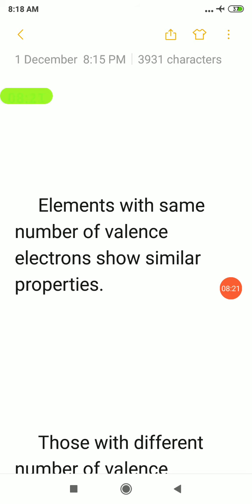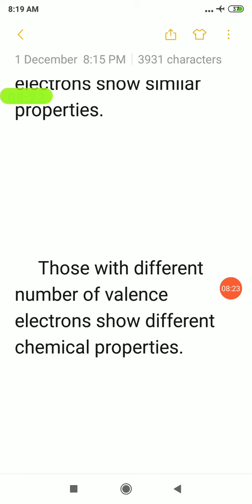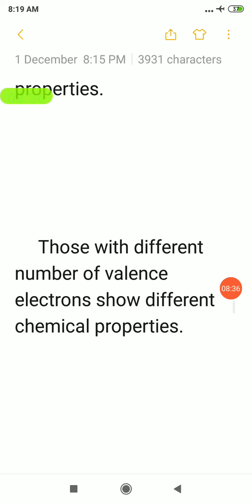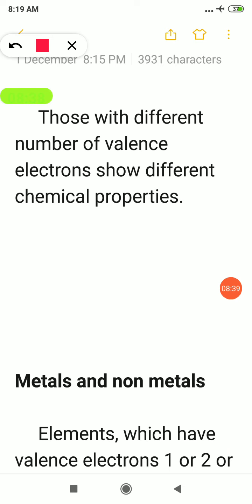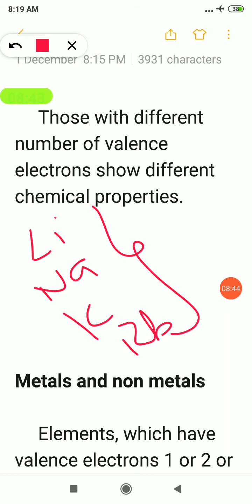In the same way, elements with a different number of valence electrons will show different properties. So from the valence electrons, we can also judge whether elements have the same properties or different properties. Now in the first group we have lithium, sodium, potassium, rubidium, everything will be there, and their valence electron is 1, and they are all metals. Since their valence electron is the same, they show similar chemical properties. If they have a different number of valence electrons, they will show different chemical properties.